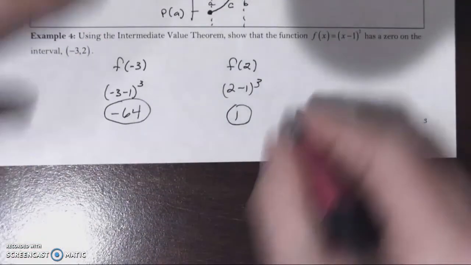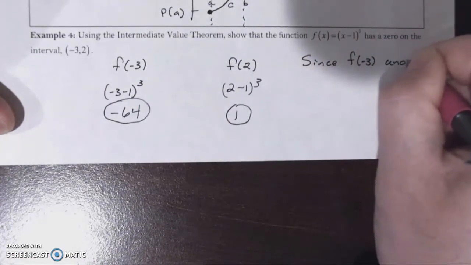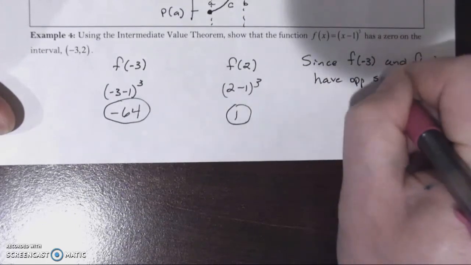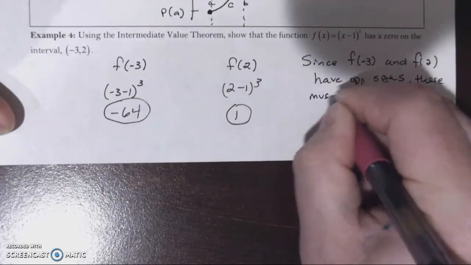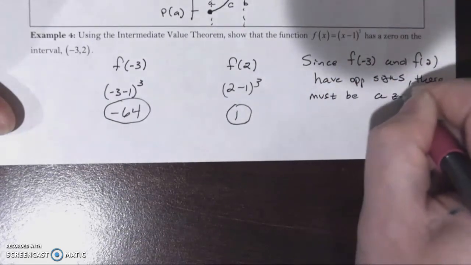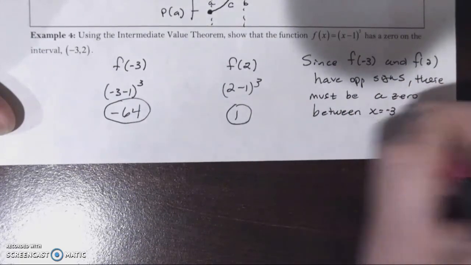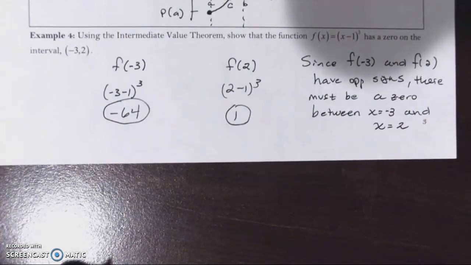Since f of -3 and f of 2 have opposite signs, there must be a 0 between x equals -3 and x equals 2. There we go. Pretty simple. And that wraps up part 2 of our polynomials notes.